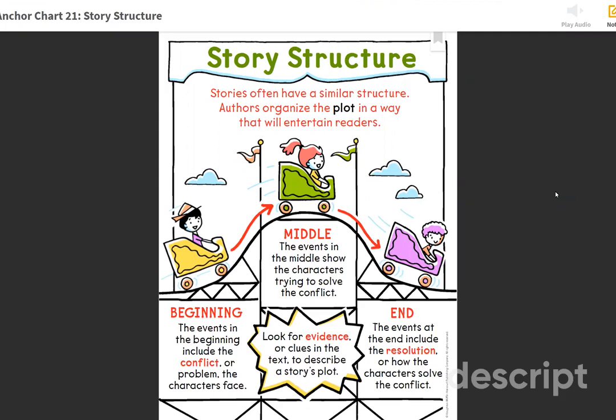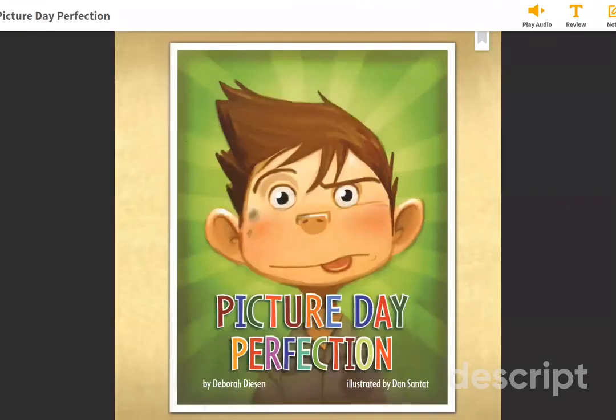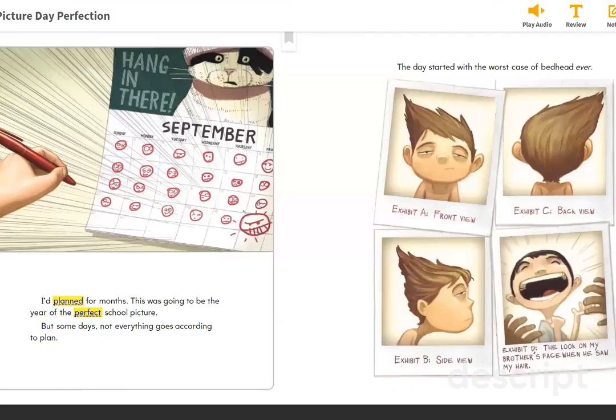And so we are going to revisit this realistic fiction called Picture Day Perfection. We're going to be thinking about all of those things we just spoke about: the plot, the beginning, the middle, the end, the characters, the problem that they may be facing, how they're going to solve it, and in the end, what eventually happened. Picture Day Perfection may not be a new text for you, it may be new for some, but let's take a look here at this young man. Obviously, he's getting ready for picture day, and let's see what happens.